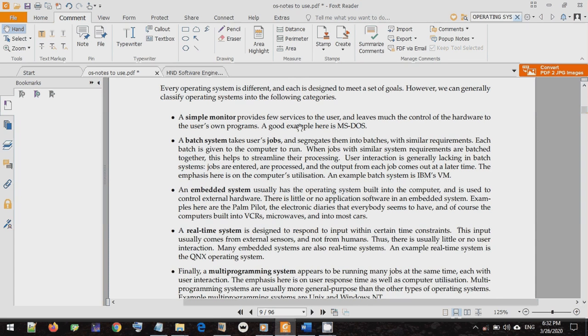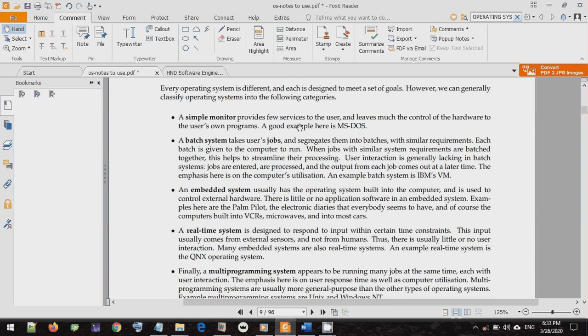Types of operating system. There are several types of operating system. We shall look at a very few according to their categories. First, a simple monitor. This type of operating system provides very few services to the user and leaves much control of the hardware to the user's own programs. A good example of such an operating system could be Microsoft DOS.